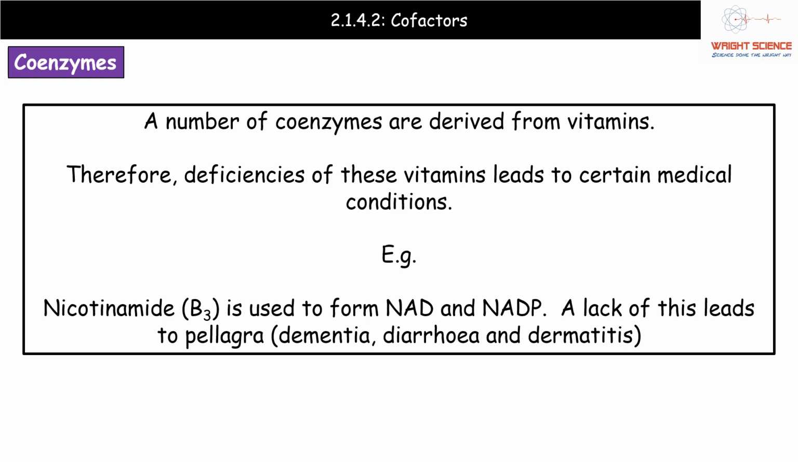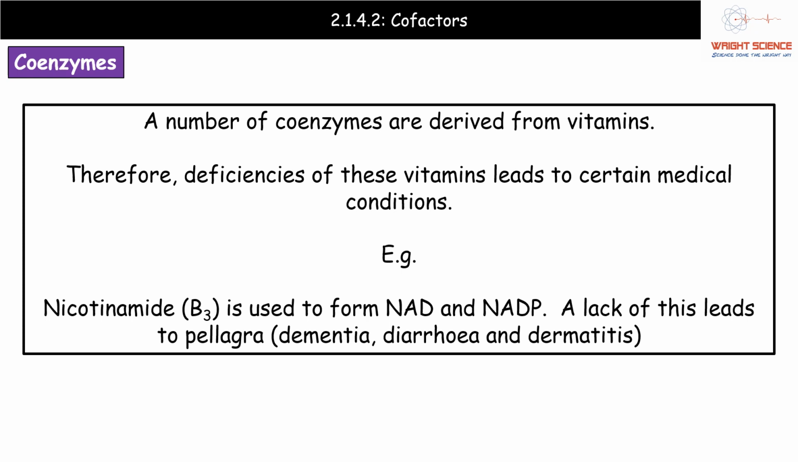We need vitamin B3, so nicotinamide, and that one is going to be used to form these two coenzymes, NAD and NADP. Now we're going to find out why that is important to us in the year 13 content, where we start to have a little look at some of those biochemical processes.